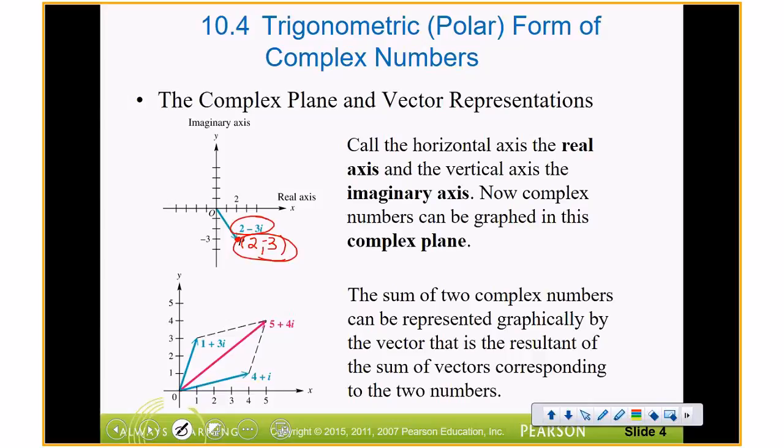Now, what's the coordinate of this point right here? 1, 3. This is 4, 1. Now, if you want to add those two, 4 plus 1 is what? 1 plus 3 is... same thing you've been doing in 10.1 to 10.3. Do not let this confuse you, and that's what it does.